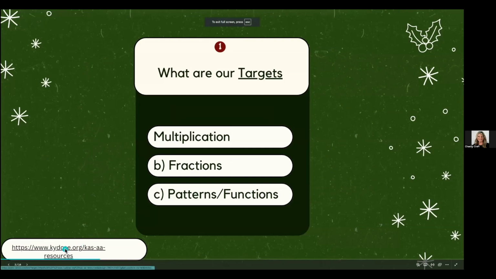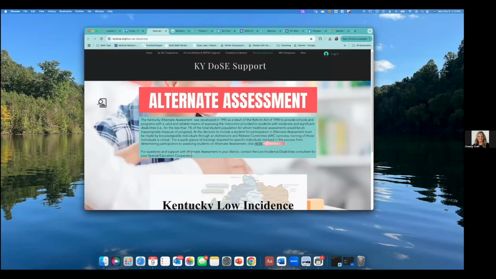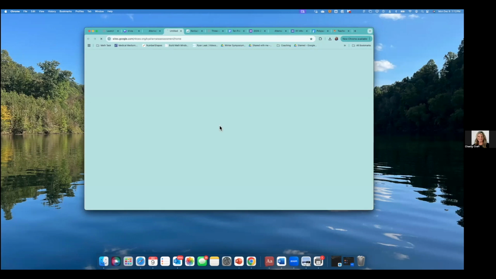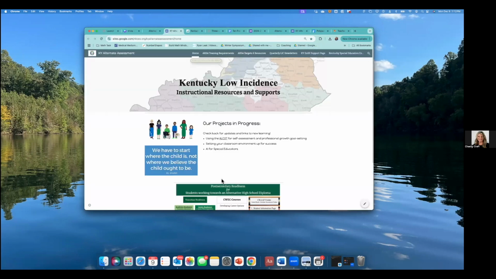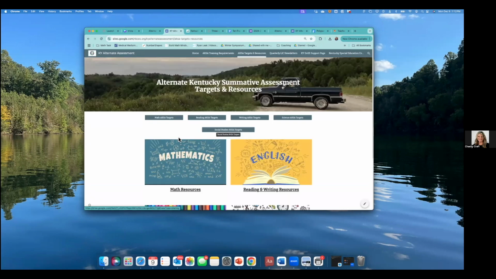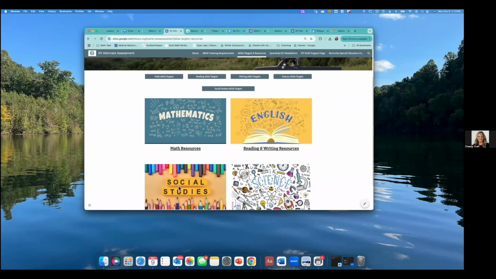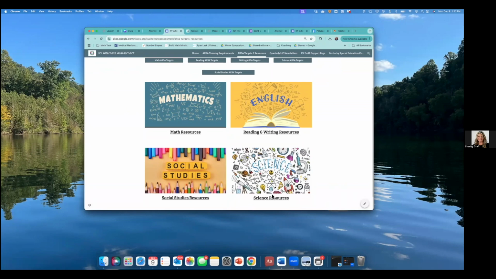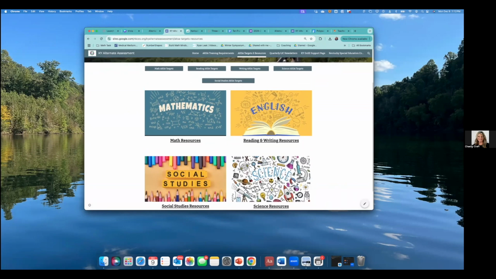So if you go here to the KY DOSE, that's the one I sent you. You click here, you'll see that it says low incidence. It goes down, talks about some different things. But if you go right here at the top, is everybody seeing this? You will see it says AKSA targets and resources. Click on that resources. You'll see math, English, social studies, and science. In that science resources, this is where Kim was today, pulling some of those resources.